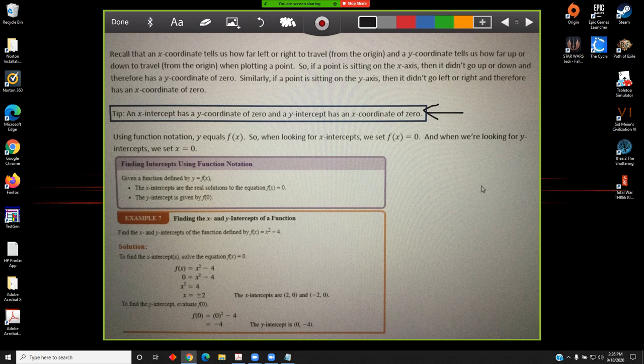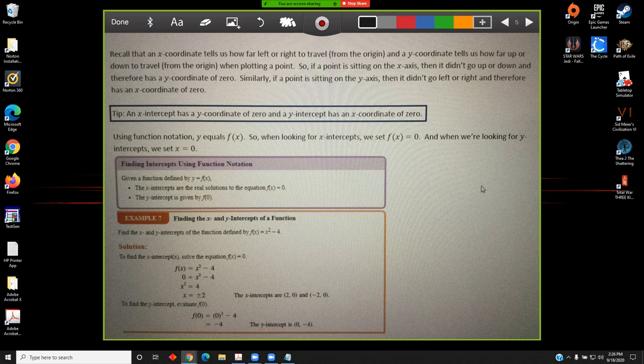These allow us to conclude the following. An x-intercept has a y-coordinate of 0, and a y-intercept has an x-coordinate of 0. Using function notation, y is the same as f of x. So, when looking for x-intercepts, we set f of x equal to 0, because that's our y. And when we're looking for y-intercepts, we set x equal to 0.